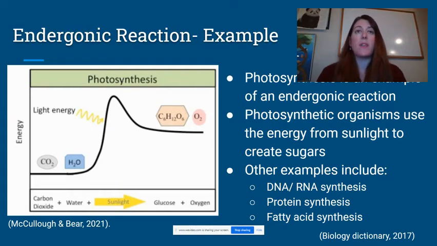Photosynthesis is an example of an endergonic reaction, as it uses energy in the form of sunlight to create sugar for the organism. Other examples of endergonic reactions include DNA and RNA synthesis, which uses ATP, GTP, CTP, and TTP for building DNA and RNA molecules. Protein synthesis, as enzymes and ribozymes work together to bond amino acids to form polypeptide chains. About 5 ATP are required for every 1 amino acid added to the chain.